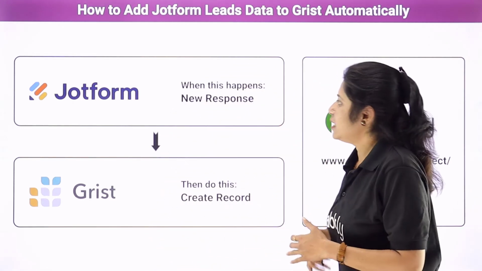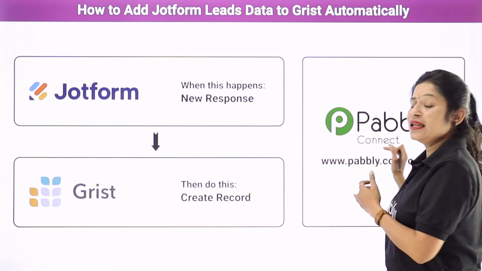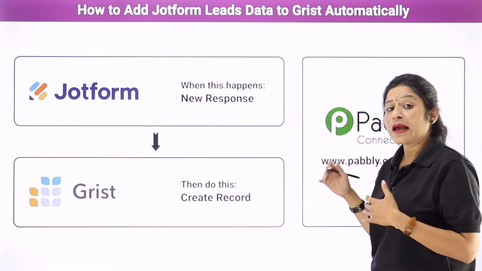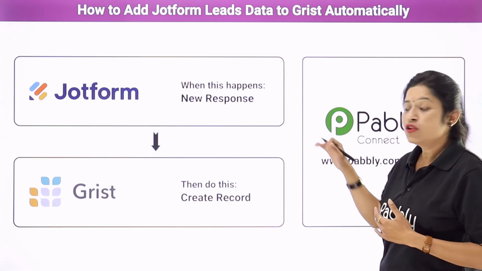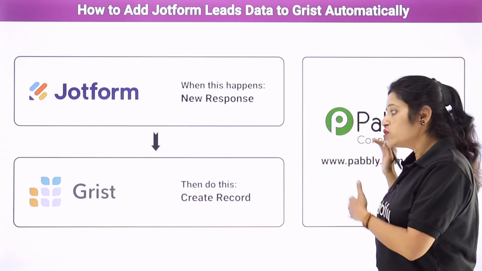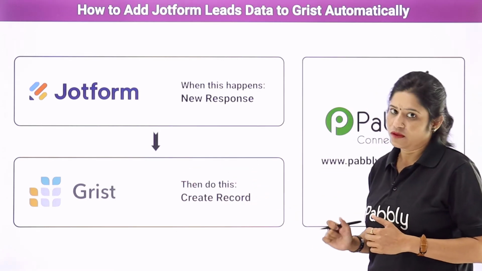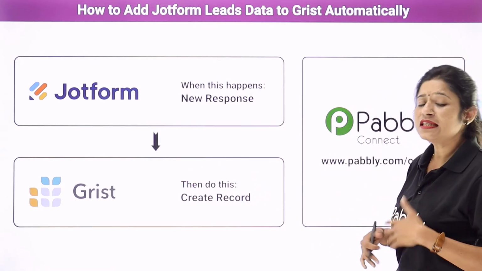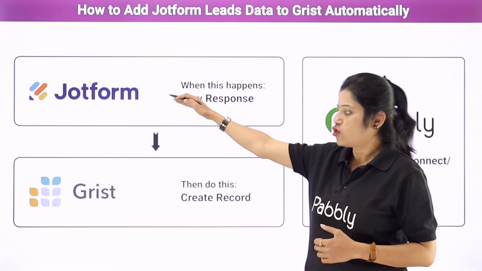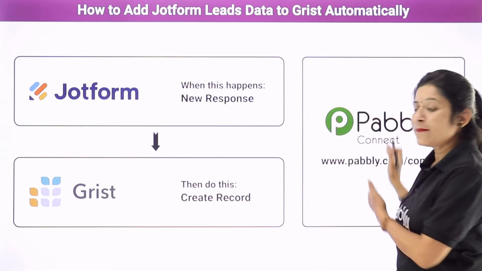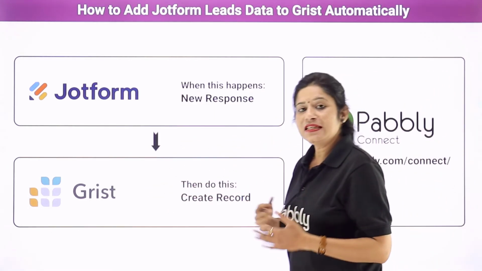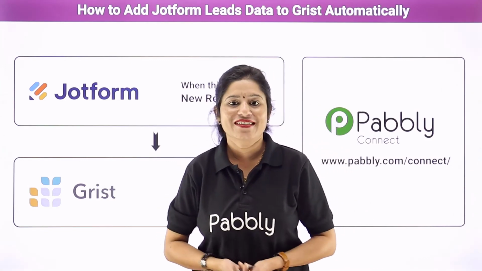So first we have to create an integration between Jotform and Pabbly Connect. Then Pabbly Connect is going to capture all the details of the customer through the form submission. And using those details, automatically a new record will be created in your Grist account. In this way, we are going to learn how we can create an integration between Jotform and Grist using Pabbly Connect. So let us learn the integration process now on my screen.